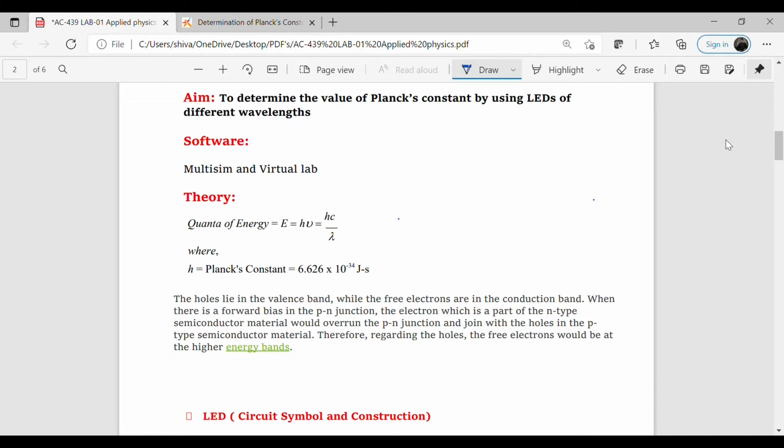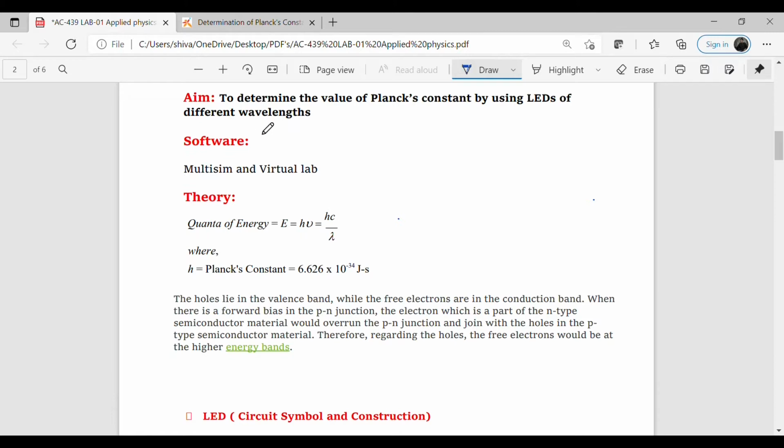And in this video, I will be explaining an experiment to determine the value of Planck's constant by using LEDs of different wavelengths. So, first of all, I will be explaining some theoretical part of the experiment. Then after, I will be shifting to the virtual lab for further procedure and simulation.